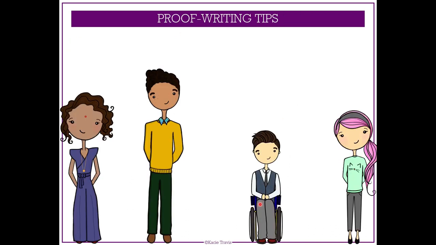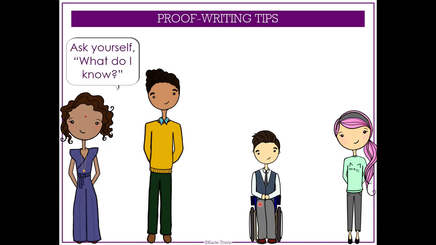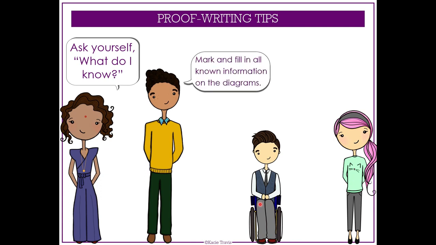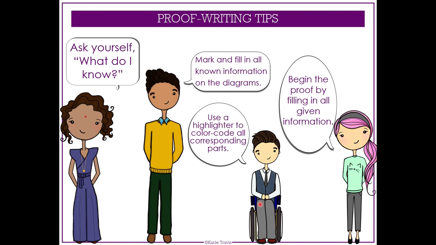That's a lot. All right, let's go through. Let's hit this next one. All right, next thing we got to know. We got some proof writing tips to help you out. So first off, ask yourself, what do I know about the situation, okay? Next thing, fill and mark all known information on the diagrams. Next, we got a highlighter and color code any corresponding parts that can help you, just notice what's going to match up with what. And finally, we begin the proof by filling in all the given information. So these are just a couple different things that you can use to help you out with proofs.